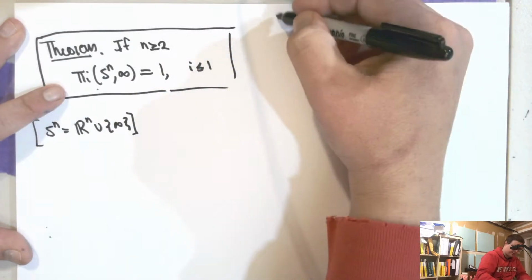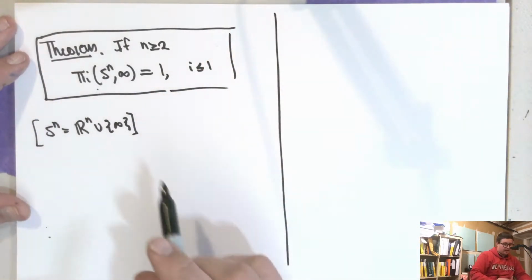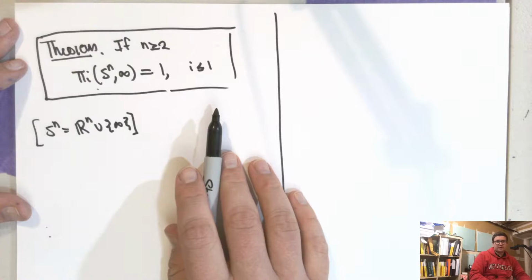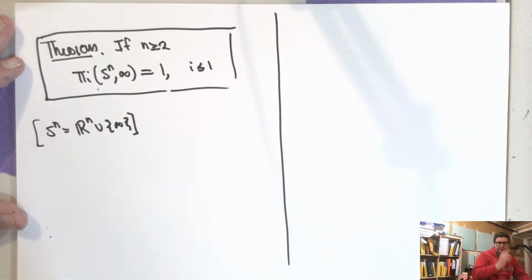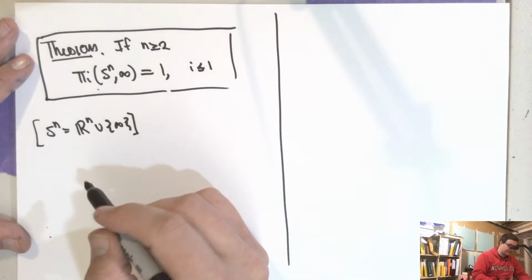We want to prove that these homotopy groups are vanishing. You don't even need to know the definition of a homotopy group. I'm going to show that all the loops are contractible, or all the classes are contractible.